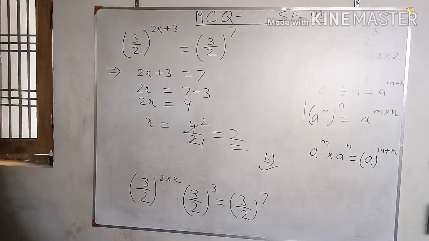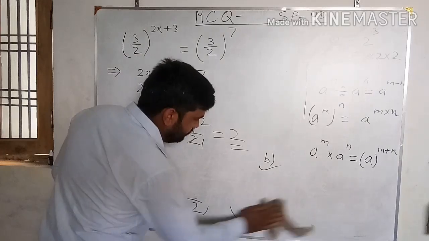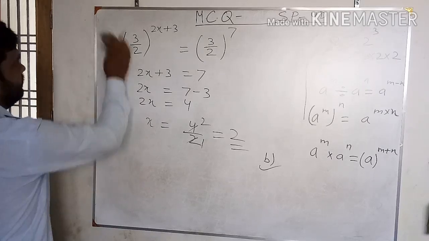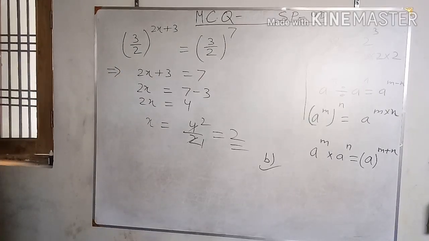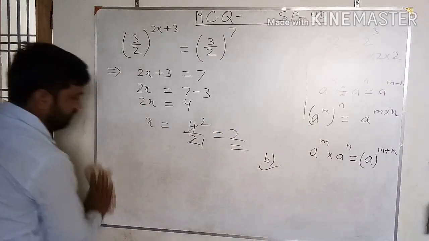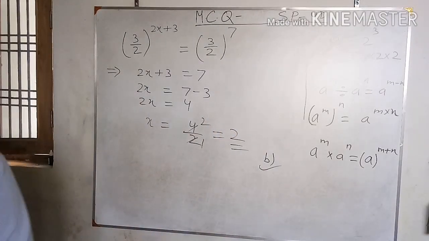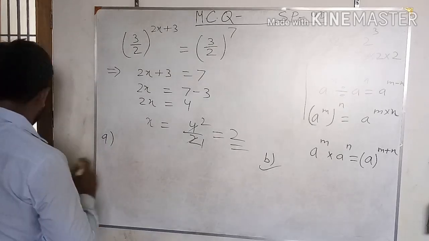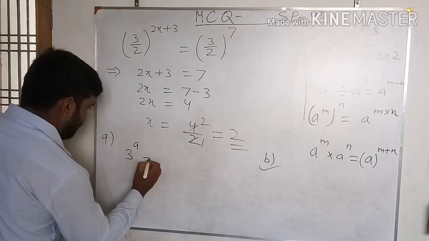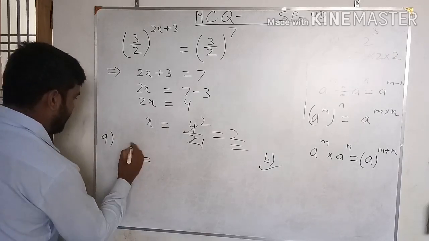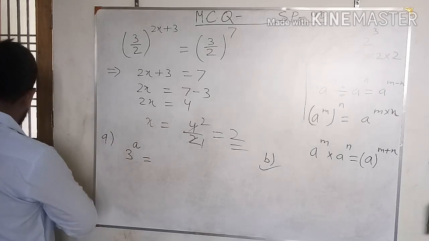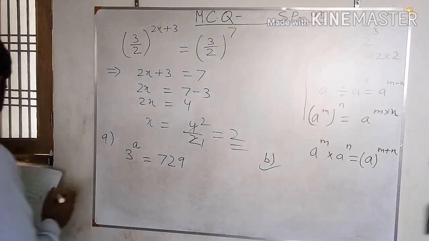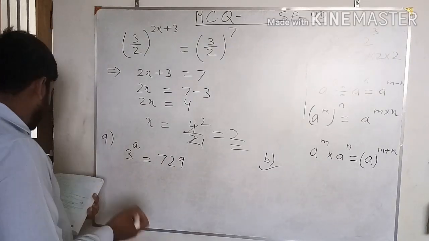Okay, now we move to question number 9. See the question number 9. 3 to the power a equals 729. This is power a, not 9. Then the value of 3 to the power a minus 4 square is what?